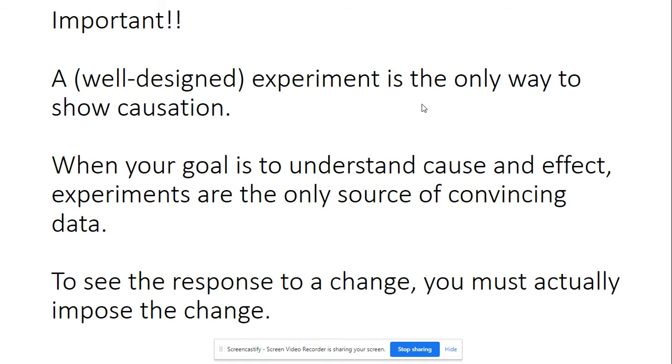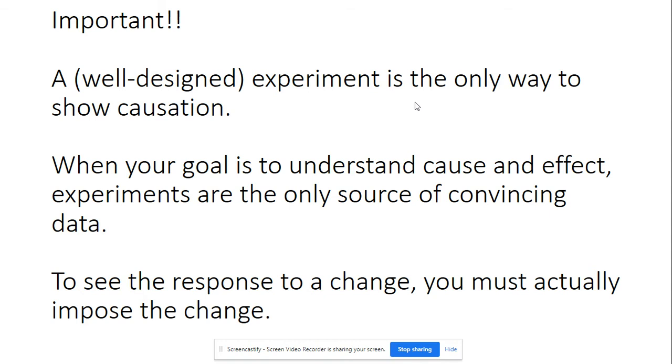Not just any experiment, but a well-designed one, we're just not there yet, is the only way to show causation. So if I just had 12 people go and we wrote down how much money they spent, and these people ended up looking like they spent more than these people, we don't know if there's a reason that they spent more than the other ones. So the only way we could say that that's the reason they spent more is because of the treatment being imposed.